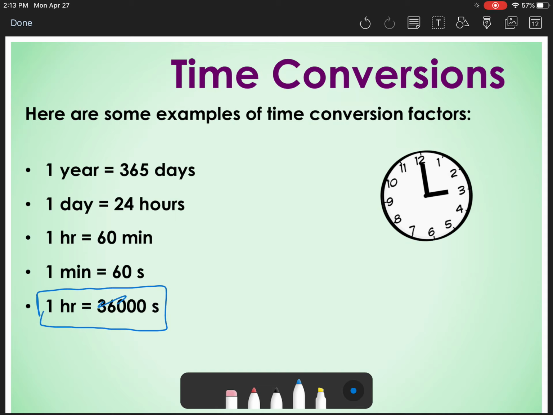And often we're going to have to convert between hours and seconds. Oh, this is actually wrong. There is actually 3,600 seconds in 1 hour.